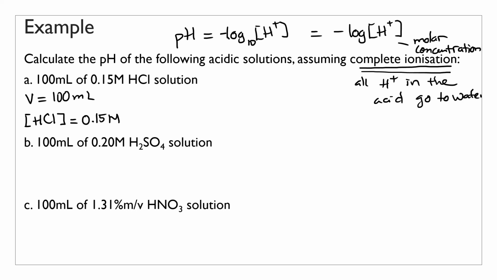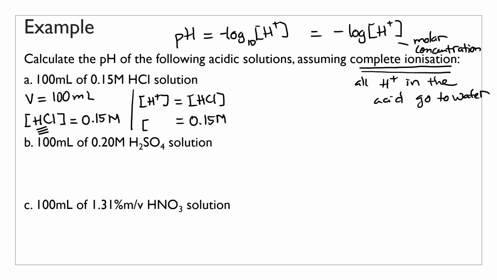Now, what this means in this particular case is that if hydrochloric acid has only one hydrogen ion, and we assume that all of the hydrogen ions will go to water, then the concentration of hydrogen ions would equal the concentration of hydrochloric acid, which is 0.15. So the concentration of hydrogen ions will be the same as the concentration of hydrochloric acid.